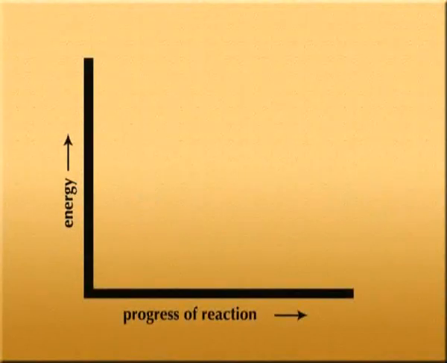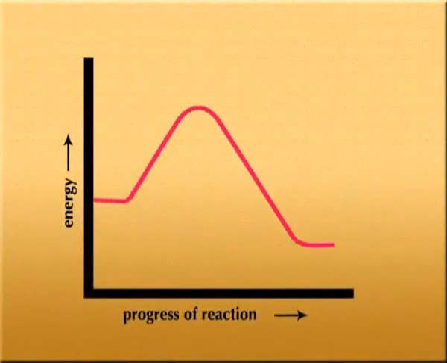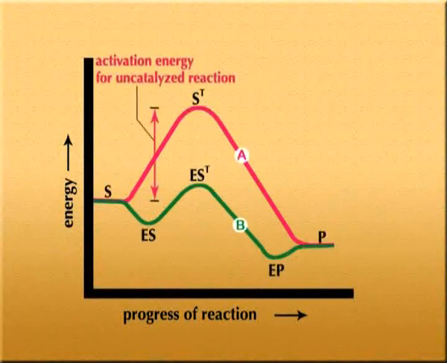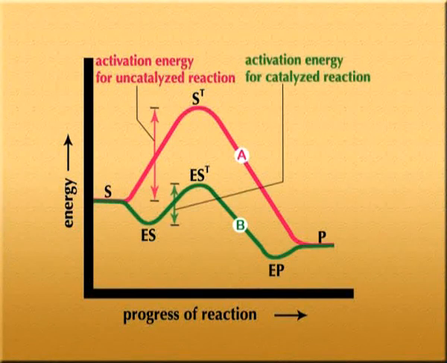The activation energy for the uncatalyzed reaction is the difference in energies of substrate and its transition state. Similarly, the activation energy in the catalyzed reactions is the energy difference between enzyme substrate complex and its transition state. As you will see in the diagram, the energy barrier, that is the activation energy between enzyme substrate and its transition state, is less than the energy barrier between substrate and its transition state.